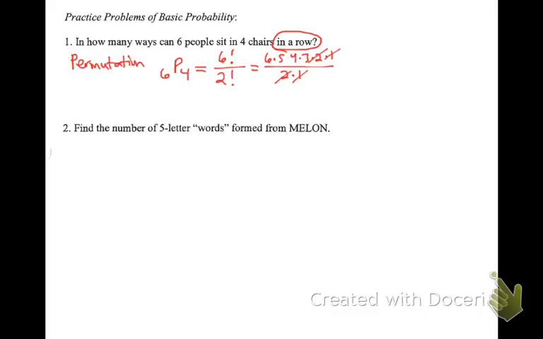So if you type that in your calculator, what you'll get is 360. Okay, so there are 360 ways that 6 people can sit in 4 chairs in a row.